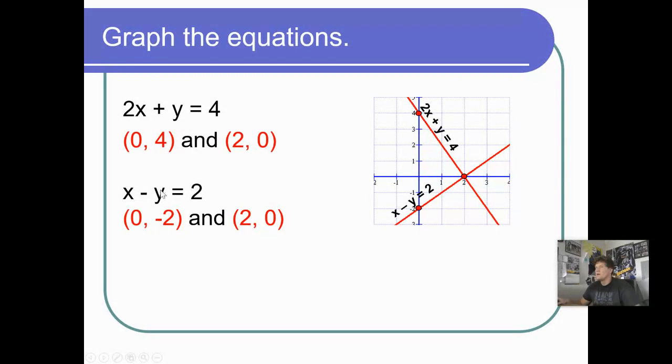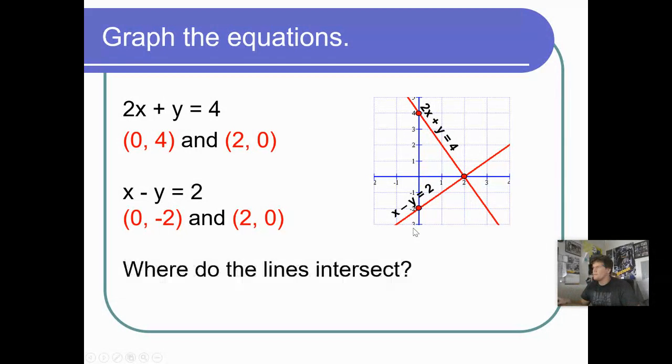Good for that one. Second one, I have 0, comma negative 2. So 0 for the x, negative 2 for the y. 2, comma 0, 2 for the x, 0 for the y. Connect those with our line and see where they intersect. That intersection point is our one solution, 2, comma 0.